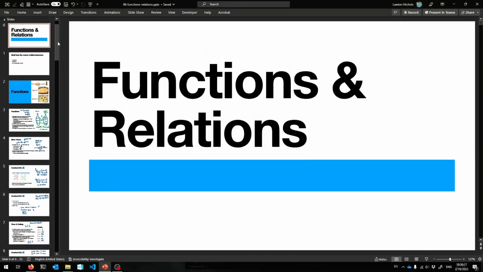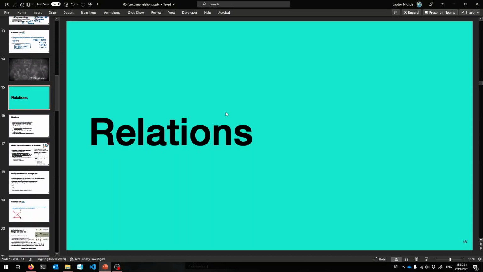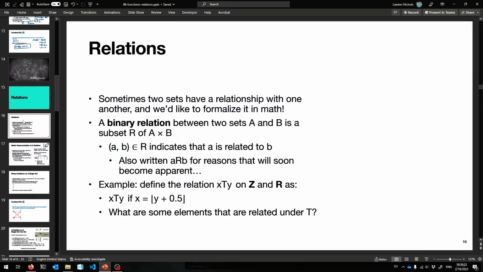Let's continue. So we talked about functions last time. Now it's time for this new thing called relations. And it should make enough sense. It's kind of like a more lax function in a sense. It's got some less strict requirements. So a relation is all about formalizing relationships between two sets, not maybe an input-output relation, but something else. So some relationship forms a relation.